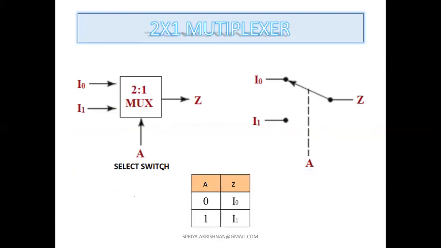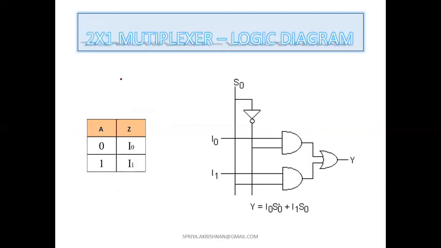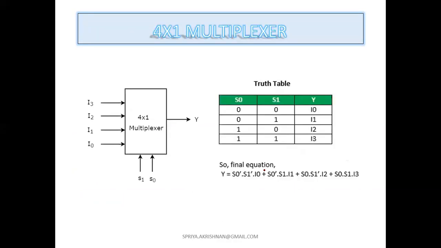So this is simple. Mux is a data selector, correct? This is a simple 2 cross 1 mux. In your syllabus, you have 4 cross 1 mux. So first we will try with 2 cross 1 and then we will go to 4 cross 1. If A is 0, Z will be I naught. If A is 1, Z will be I1. The same diagram is given using logic gates here. This is 4 cross 1. Now I'll open the software and first try the 2 cross 1 mux.